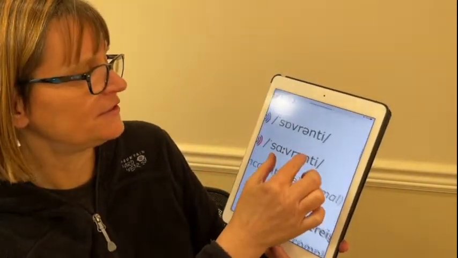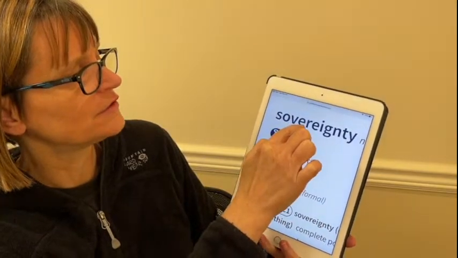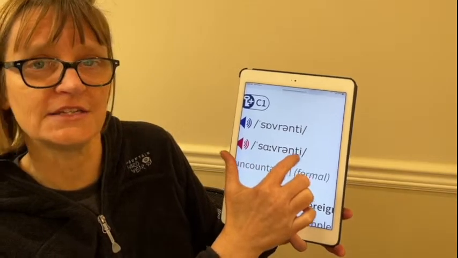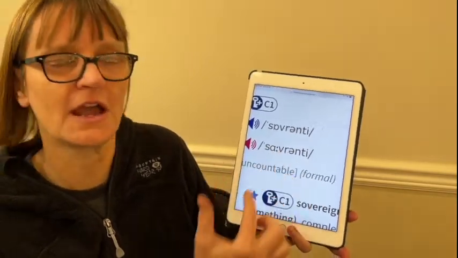So you can see, even though it looks like sovereignty, it just has sovereignty. No sound between the V and the R sound. So that can be one way, even though sometimes it's hard to think about rhythm and syllables by looking at the dictionary. Sometimes the sounds that are there will show you.